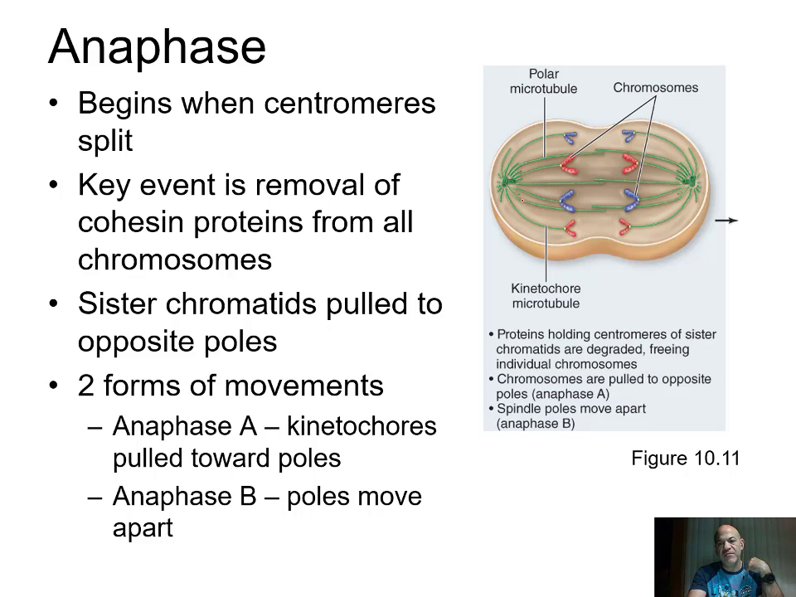And then we move on to anaphase. Anaphase here, the cohesin, that protein, or the condensins that were holding the sister chromatids together, is going to be broken down in every one of the chromosomes, all simultaneously at the same time. So this is a mechanism of control there.